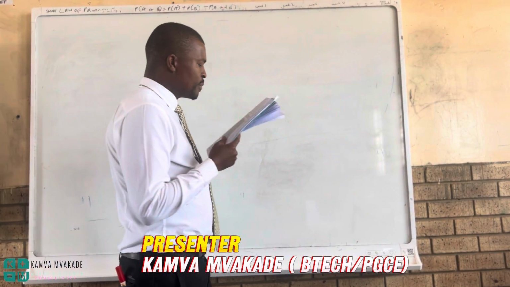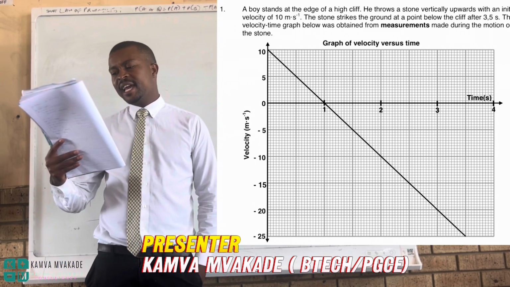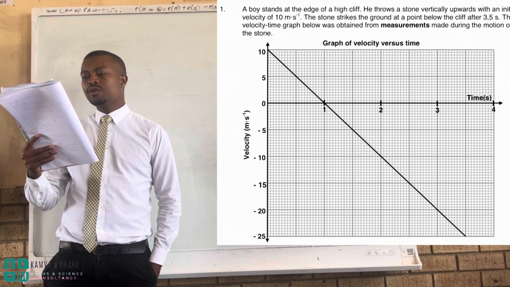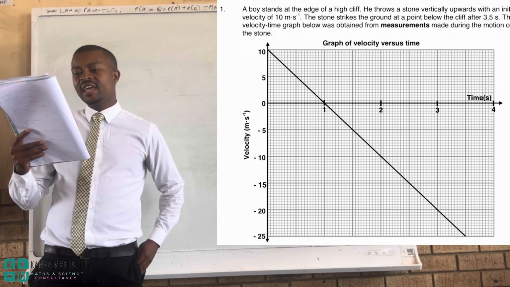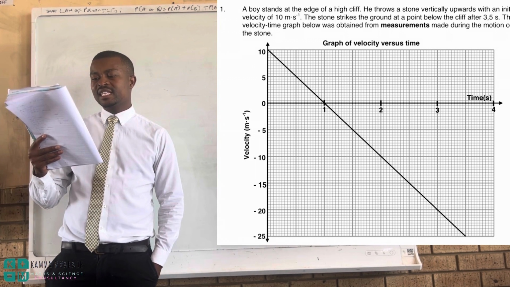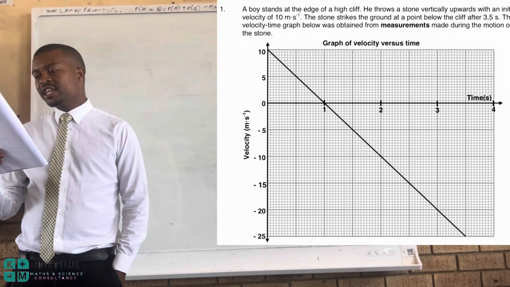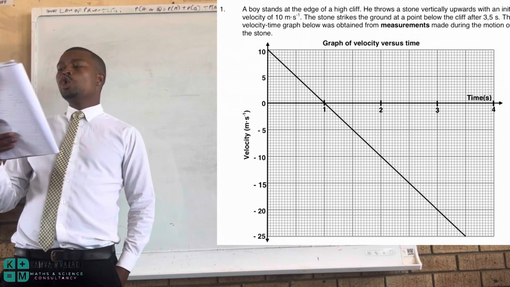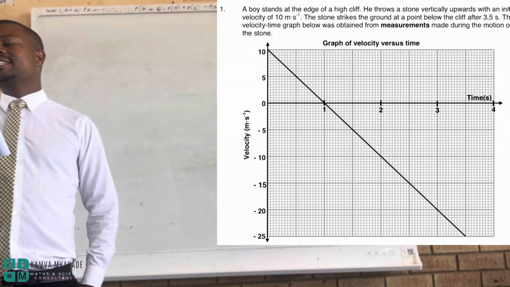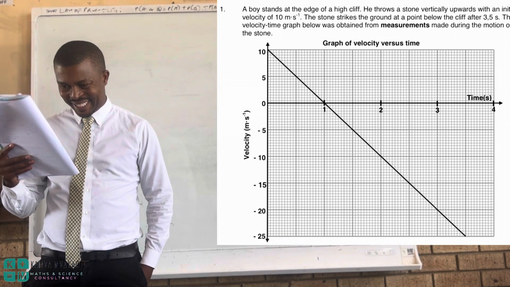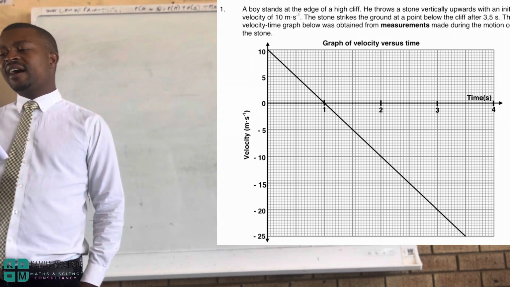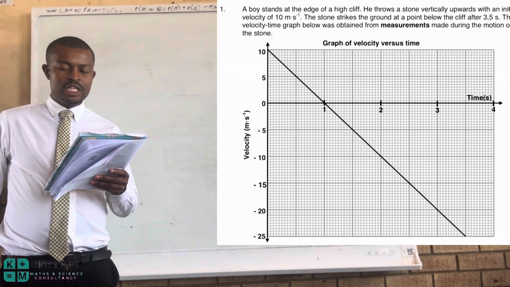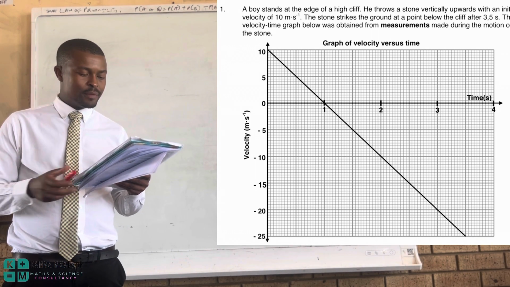Now, the statement came over here: a boy stands at the edge of a high cliff. He throws a stone vertically upward with an initial velocity of 10 meters per second. The stone strikes the ground at a point below the cliff after 3.5 seconds. The velocity time graph below was obtained from measurements made during the motion of the stone.